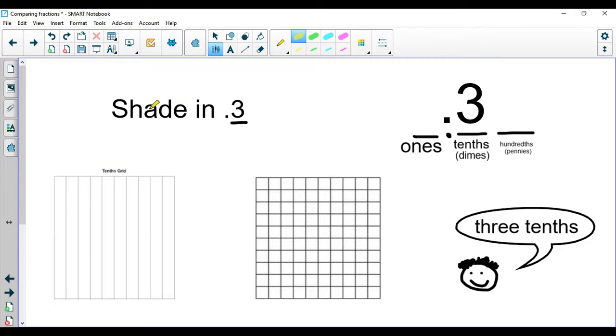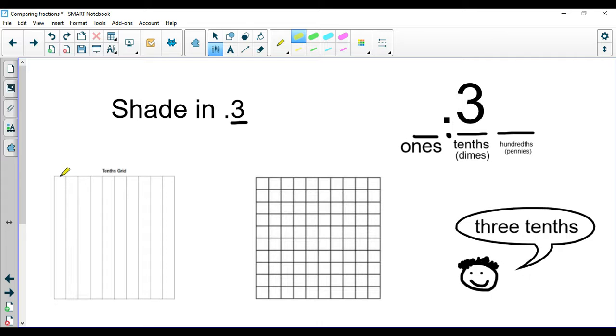So now, let's say we're tasked with the responsibility of shading in 3 tenths, 0.3. You're saying, what's 0.3? Well, let's move it over here to what is called the mini version of our place value chart. We've got the ones place, tenths, hundredths. So you put this here, you're going to see it's 3 tenths. That 3 is sitting in the tenths place. So how would we shade in 3 tenths?